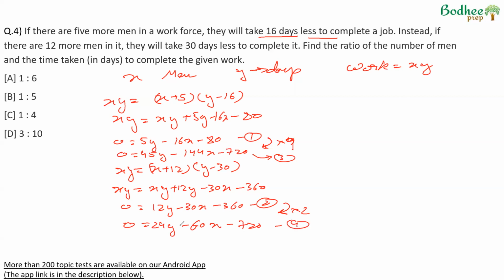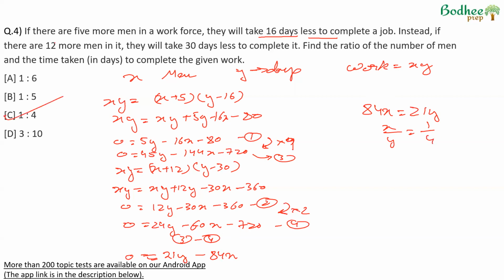We do equation 3 minus equation 4. So 0 remains 0. 45 minus 24 becomes 21Y. 144 plus 60 becomes 84X. 720 minus 720 is 0. So 0 is equal to 21Y minus 84X, which means 84X is equal to 21Y, or X by Y is equal to 1 by 4. Option C becomes the answer.